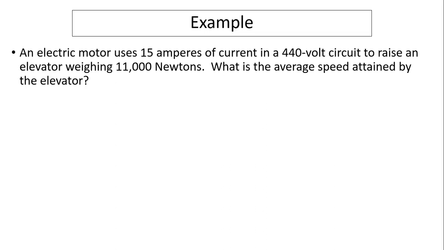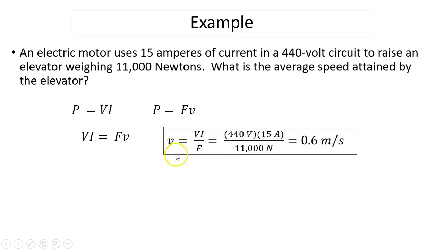Okay, let's take a look at another example. An electric motor uses 15 amperes of current in a 440 volt circuit to raise an elevator weighing 11,000 newtons. What is the speed? If we know the current and the voltage, we can figure out the power. Power also equals force times velocity. So if we know the force, we can find the velocity. P equals V times I, and P equals force times velocity. The two are equivalent. We're trying to find v equals V times I divided by F. So the velocity is 0.6 meters per second.